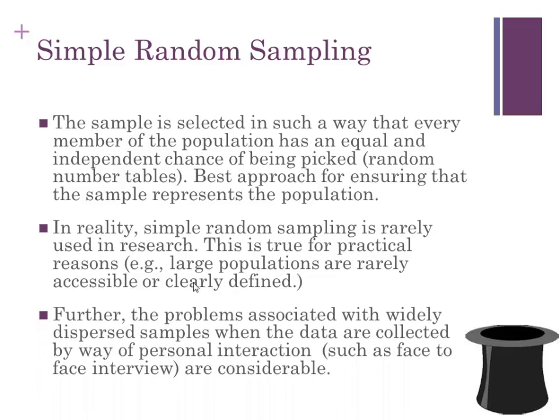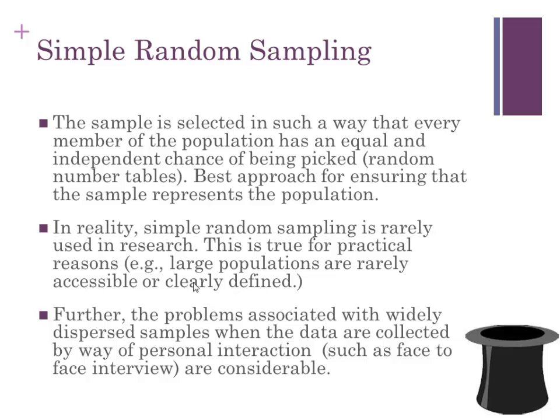In random sampling, the sample is selected in such a way that every member of the population has an equal and independent chance of being picked. We usually use random number tables for this process, and you can actually just search for them on the internet, and you'll get a bunch of tables that are just tables of random numbers, and you can use an approach like that for picking random numbers for random sampling. And random sampling is the best approach for ensuring that the sample that you select represents the population. So that's the ideal approach.